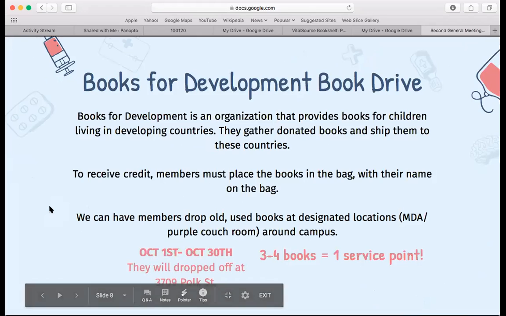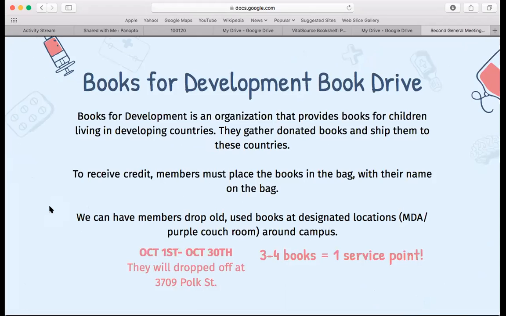Okay, so we will be having another book drive. Basically this organization is called Books for Development, and it provides books for children in low-income countries. And we gather books from different locations where these drives are held, and then we ship them to these countries.